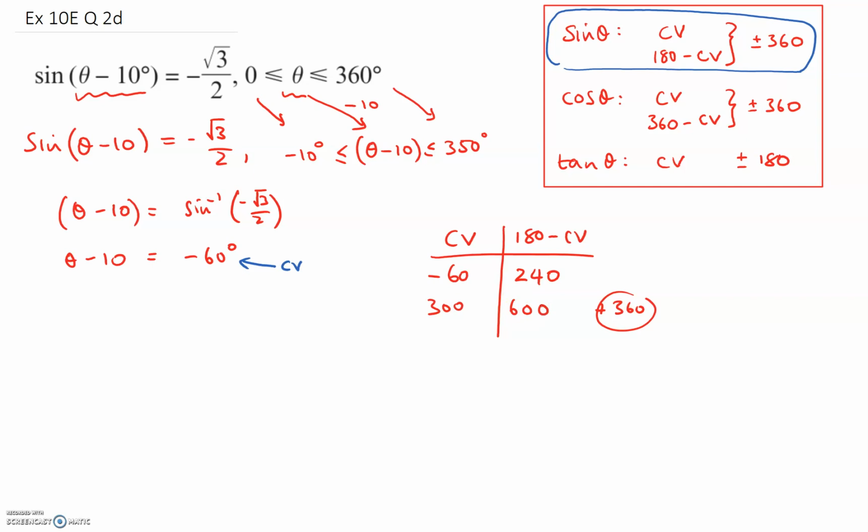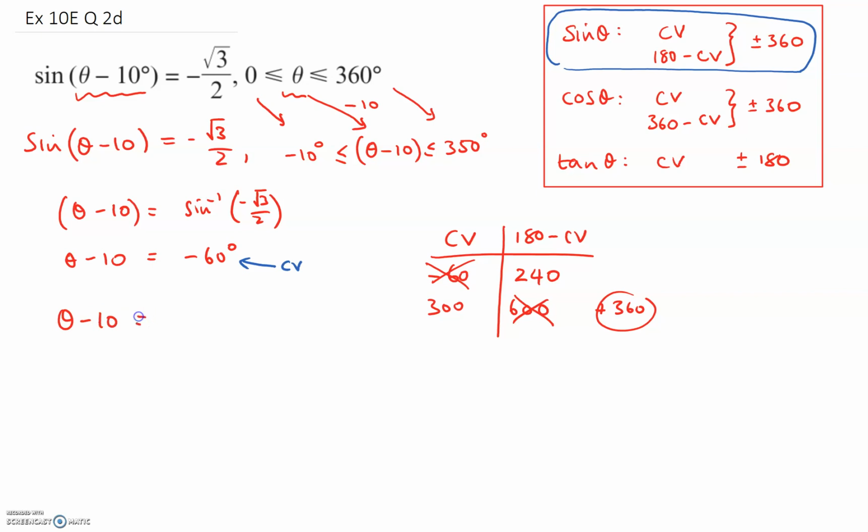And if I look back at the range, if I add any more 360s, I'm going to go outside of that range. Now, minus 60, as we said, is not between minus 10 and 350, and neither is 600. So those are two solutions that I'm not going to use.